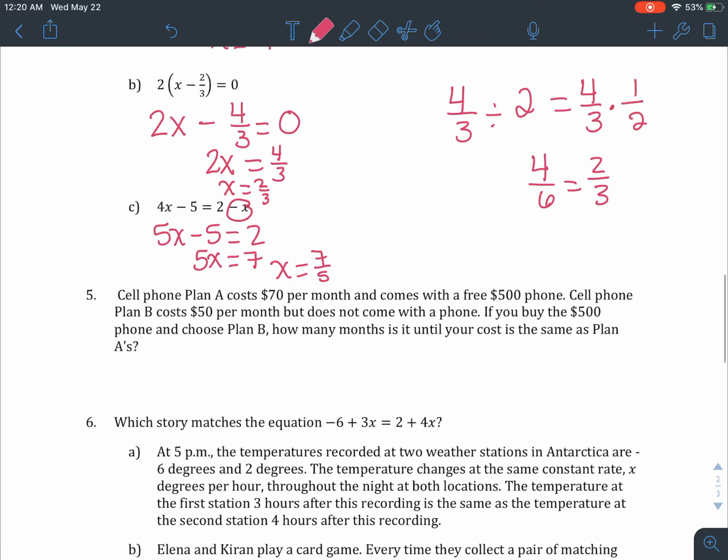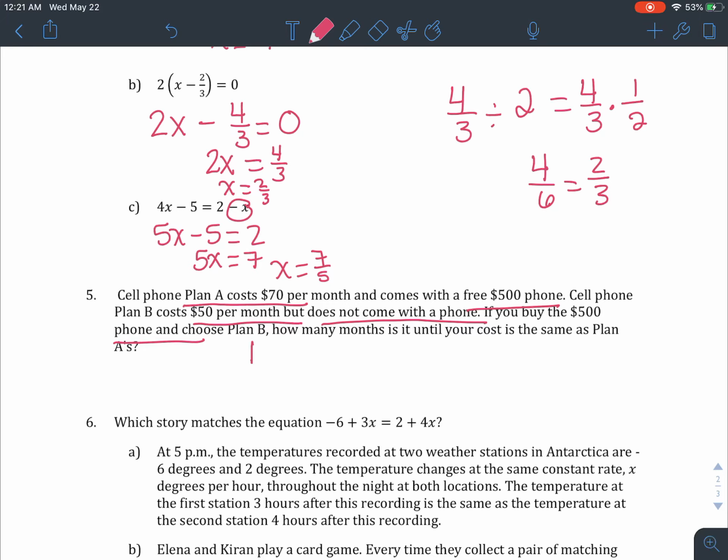All right, so you have 2 types of word problems here. A cell phone plan, plan A, costs $70 per month and comes with a free $500 phone. That's awesome. And then we're going to have plan B, which costs $50 per month but does not come with a phone. So you have to buy a $500 phone and choose plan B. So that could be a little bit different.